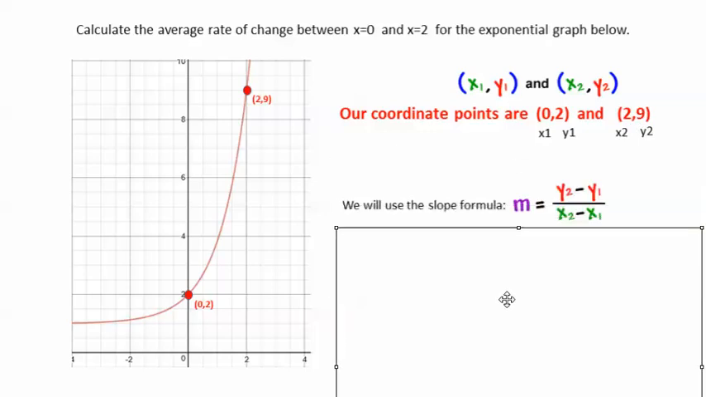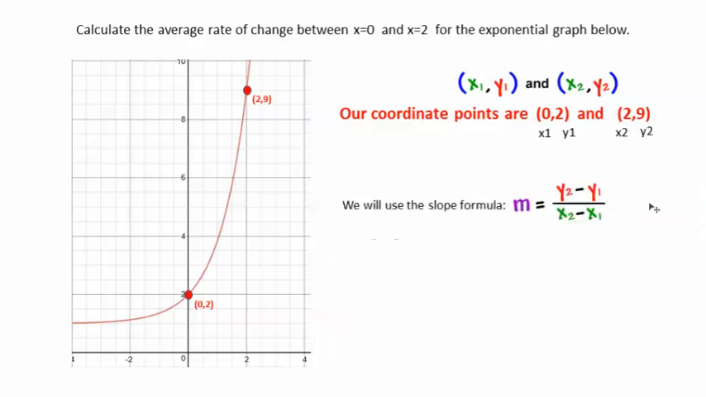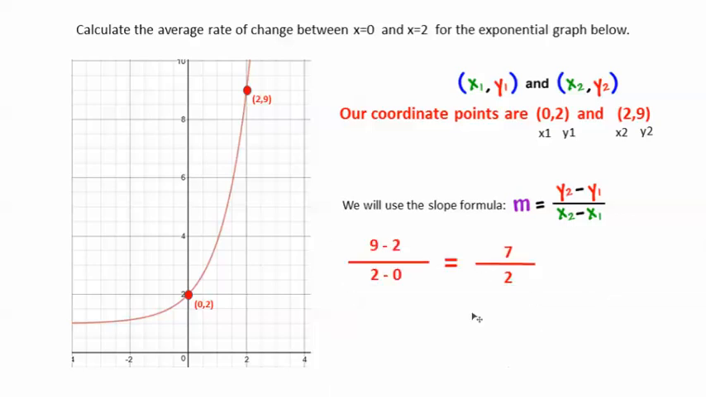As we did before, we're going to use that slope formula, y2 minus y1 over x2 minus x1. We're going to go ahead and plug them in. And you can see that y2 minus y1 is 9 minus 2, and then we have x2 minus x1, which is 2 minus 0, equals 7 halves. That doesn't reduce any lower than 7 halves, so we'll leave it as 7 over 2 as the average rate of change.